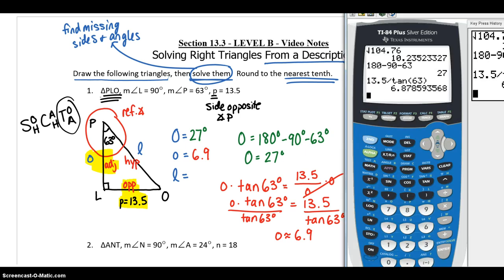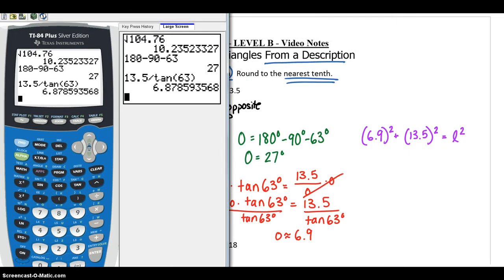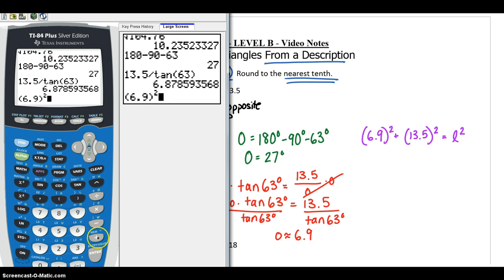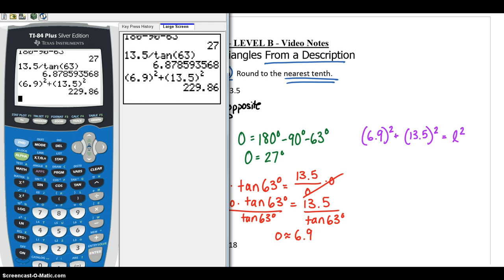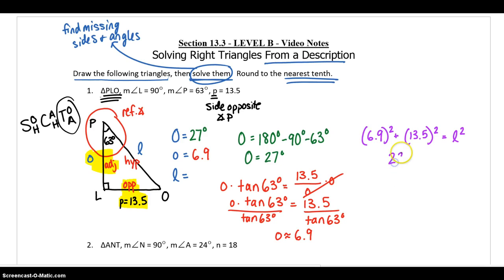Alright, and then this one's kind of nice. Let me pull this over, because I can type this whole thing into my calculator since there are no variables there. So that's what I'm going to do. 6.9 squared plus 13.5 squared. Alright, 229.86.